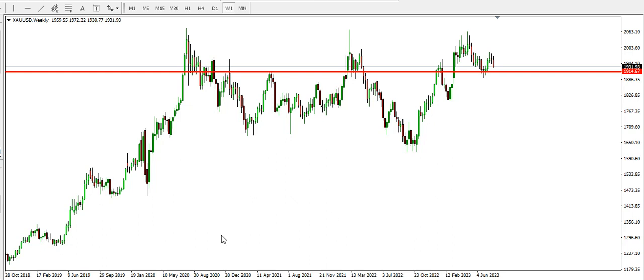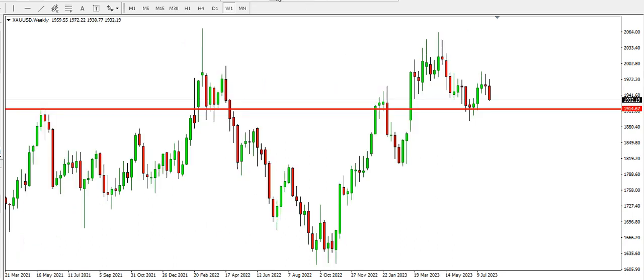Today we'll be looking at how we can trade gold, GBPUSD, EURUSD, and USDJPY on the smaller time frames. But before we go to the smaller time frames, we are going to take a look at what has happened on the higher time frames. I'll be starting with gold on the weekly time frame.